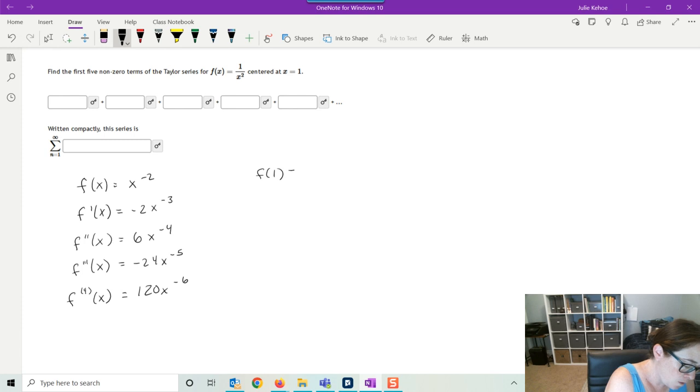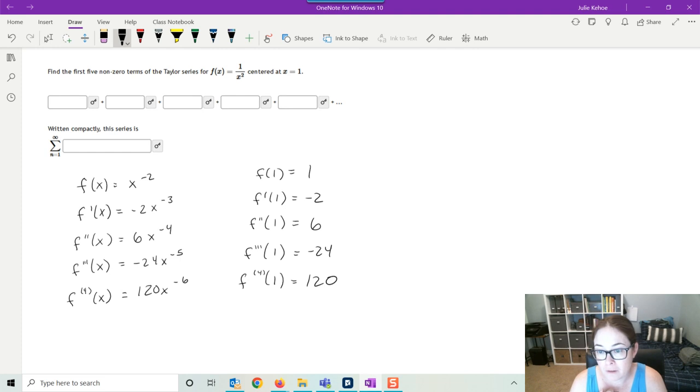So I'm going to start plugging in 1. So if I plug in 1 to f of x, I get just 1 over 1 squared. F prime of 1 is going to be negative 2. F double prime of 1 is going to be 6. And then negative 24. And the fourth derivative would be the 120.